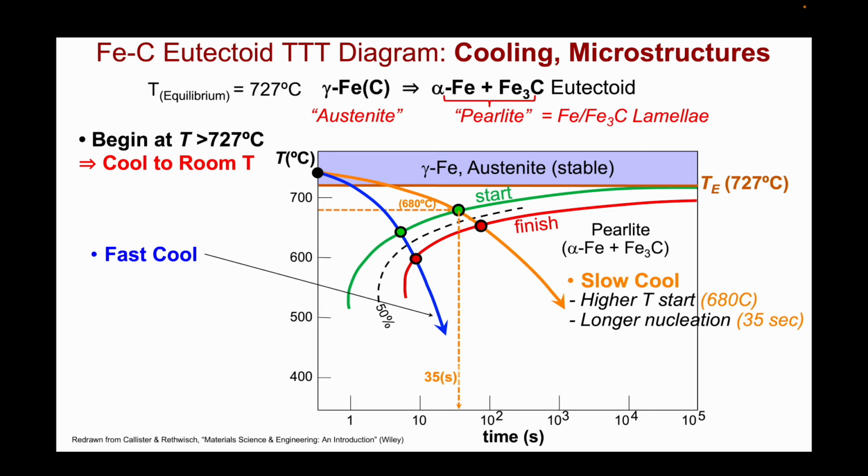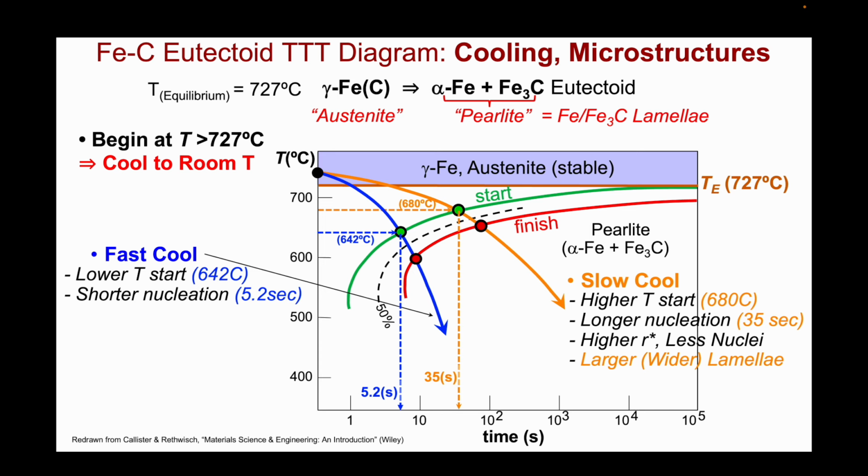For the fast-cool sample, growth starts at 642 C, with a nucleation period of, we can read it off, 5.2 seconds. The longer time and smaller undercooling for the slow cool sample result in fewer nuclei, as a larger critical size is required for growth. And after the transformation is complete, this microstructure will be comprised of fewer but wider lamellae. This is the coarse pearlite microstructure.